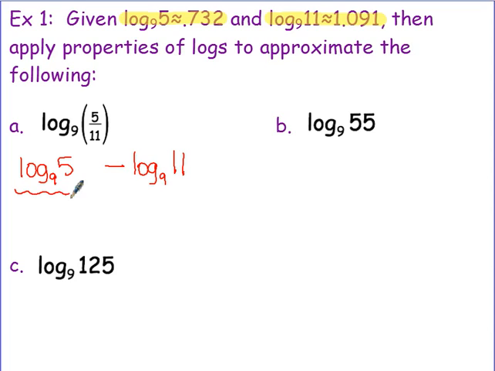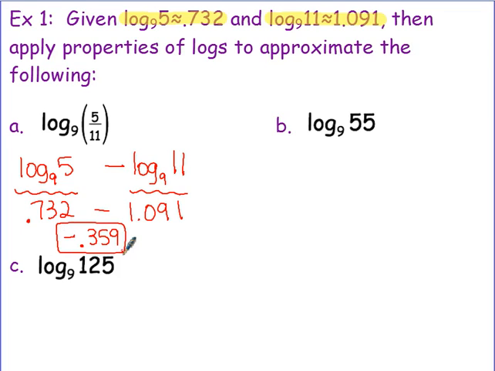Do we know what the answer is to log base 9 of 5? Yes, we do. It's 0.732. Minus, do we know the answer to log base 9 of 11? Yes, it's 1.091. Then, all you have to do is pick up any kind of calculator and simply type in 0.732 minus 1.091, and you should get negative 0.359. So, that's very straightforward. Let's look at B.